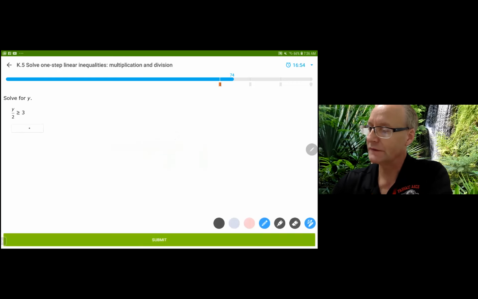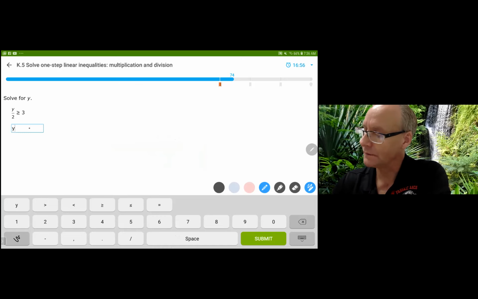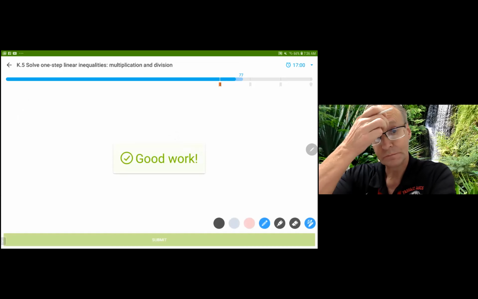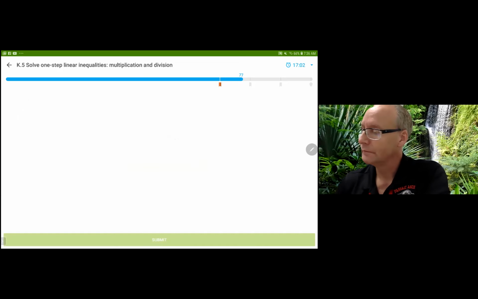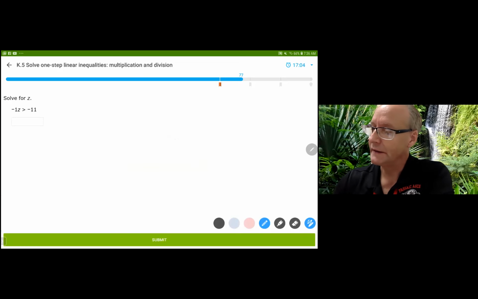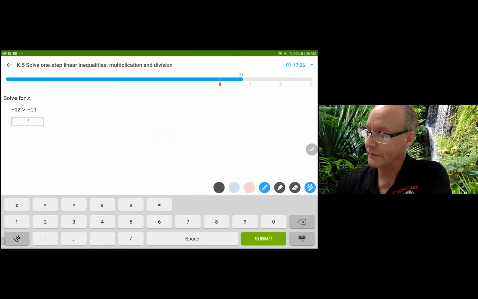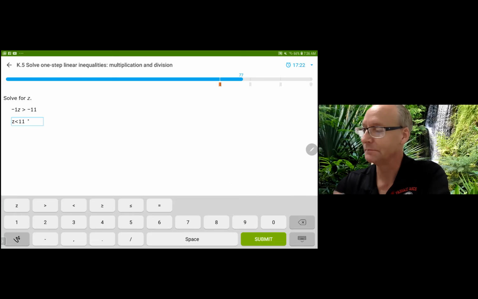Multiply by 2 on both sides, and we get Y is greater than or equal to 6. Z is less than 11, because we're multiplying by a negative 1 and changing the sign. Notice that multiplying by a negative 1 is the same as dividing by negative 1. Either one has the same effect. We end up just changing the sign. And notice I had to change the sign.